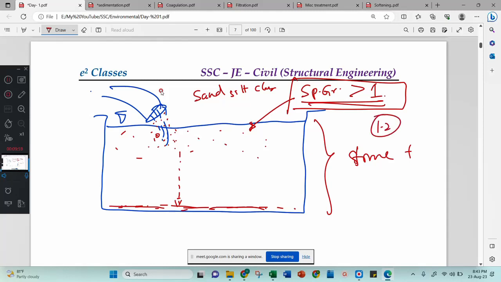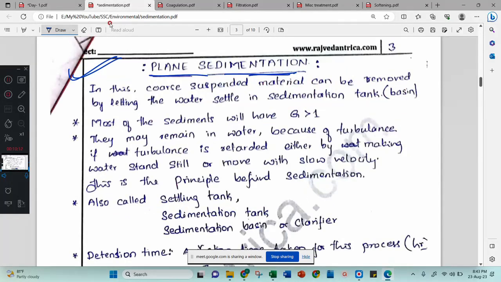In what particles, which particles will be removed in the sedimentation tank? The answer is, the particles having specific gravity more than 1.2 will be removed in the sedimentation tank, irrespective of their sizes. Most of the sediments will have a specific gravity greater than 1, usually 1.2 also we can consider.